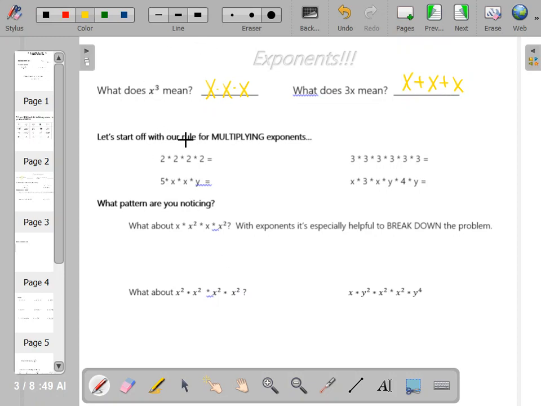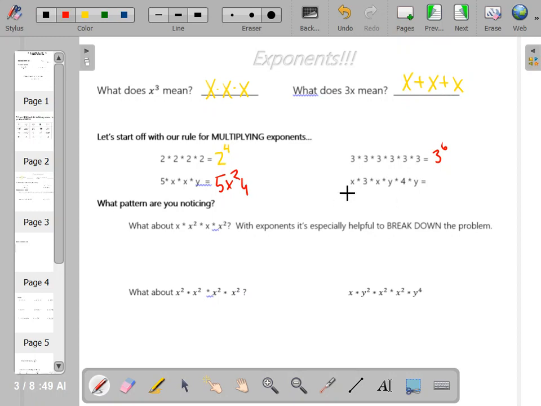So when you see 2 times 2 times 2 times 2, that is 2 to the, how many of them are there? 4. When you see 3 times 3 times 3 times 3 times 3 times 3, there are 6 3s. And you can figure out what 3 to the 6 is with your calculator, but that's not the most important thing right now. Now when you've got a couple x's, you have a 5, a couple x's and a y.